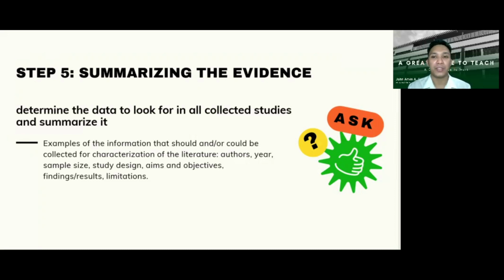In which we proceed with the so-called characterization of the studies, decide which data to look for in all the selected studies, and present it in a summarized way. If the information is missing in some specific paper, always register it in your report. Okay?